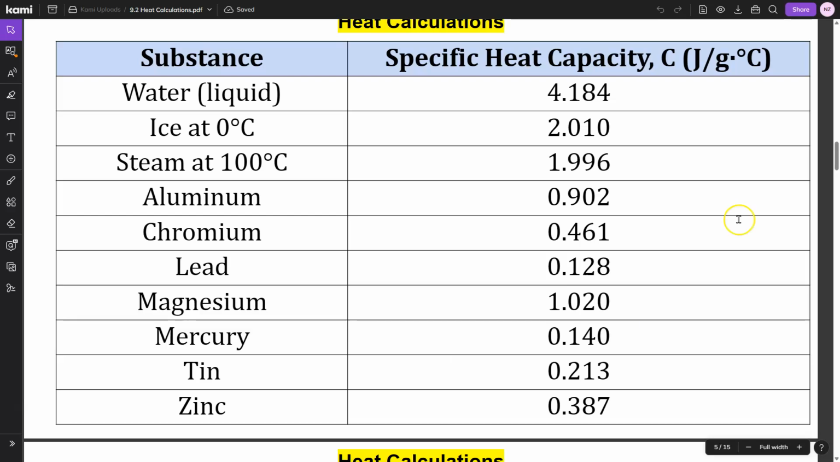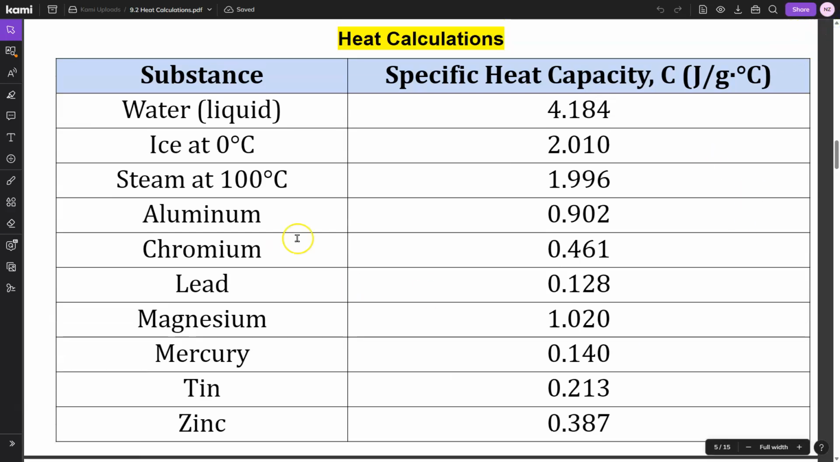So here I have a table of some common specific heat values. So we've got water up at the top. Notice water specific heat capacity, 4.184. That's going to come up frequently when we're doing some practice. I've got zinc down here at the bottom, which is 0.387. Aluminum right here, 0.902. So again, this is how much energy is needed to raise 1 gram by 1 degree Celsius. So smaller things like zinc are going to heat up faster than things like aluminum, which requires more energy to heat it up by 1 degree Celsius.